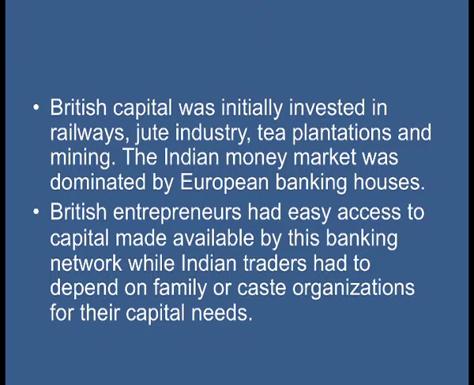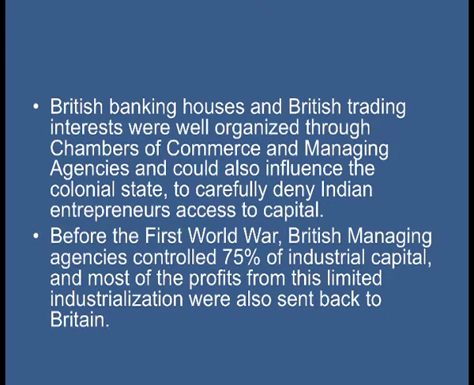British entrepreneurs had easy access to capital made available by this banking network, while Indian traders had to depend on family or caste organizations for their capital needs. British banking houses and British trading interests were well organized through chambers of commerce and managing agencies, and could also influence the colonial state to deny Indian entrepreneurs access to capital. Before the First World War, British managing agencies controlled 75% of industrial capital, and most of the profits from this limited industrialization were also sent back to Britain.